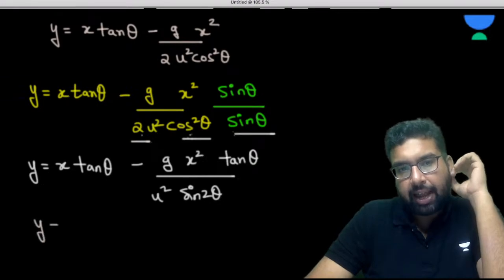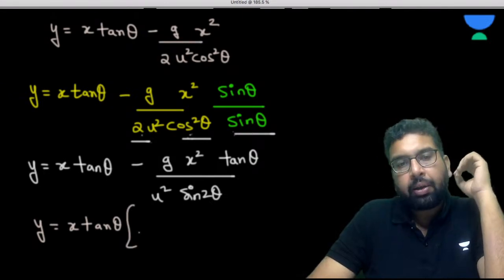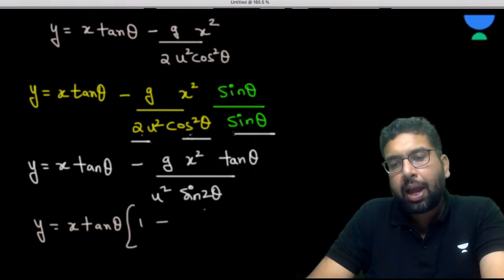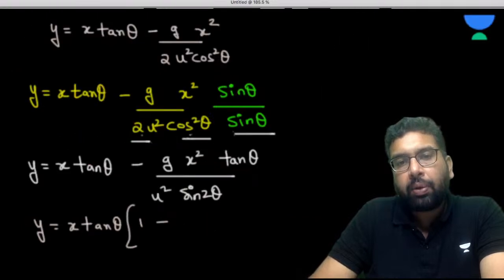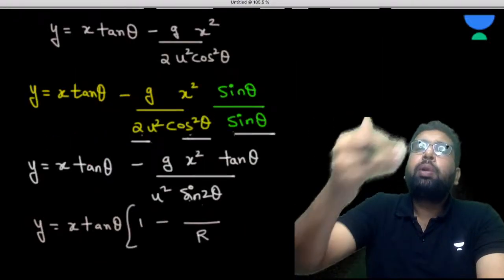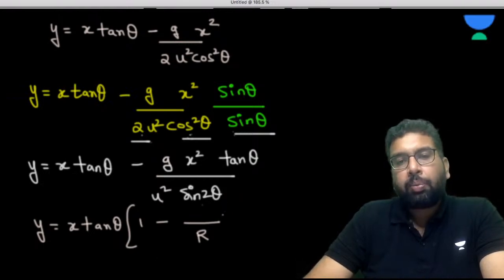Now from this equation, if I take x tan theta common, so x tan theta, it will become 1 minus u square sine 2 theta by g. This is r, no? This is r. So u square sine 2 theta upon g. From the numerator, I can take the g to the denominator. So it will become u square sine 2 theta by g, that will become r, and x tan theta we have taken as common. So it will become like this.